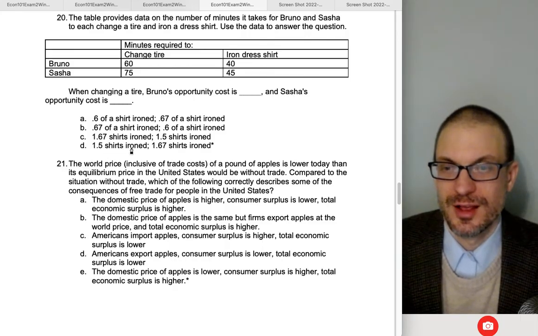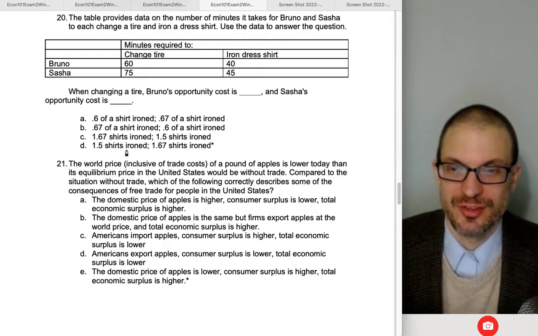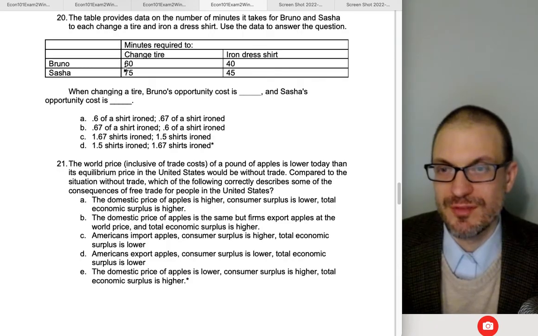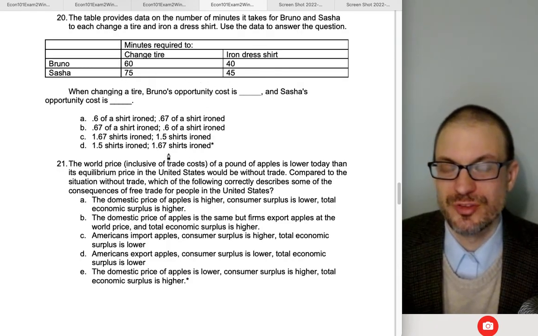And then actually, that gives us the answer. We actually don't even have to calculate for Sasha. It turns out it is 1.67. 75 divided by 45 is 1.67.